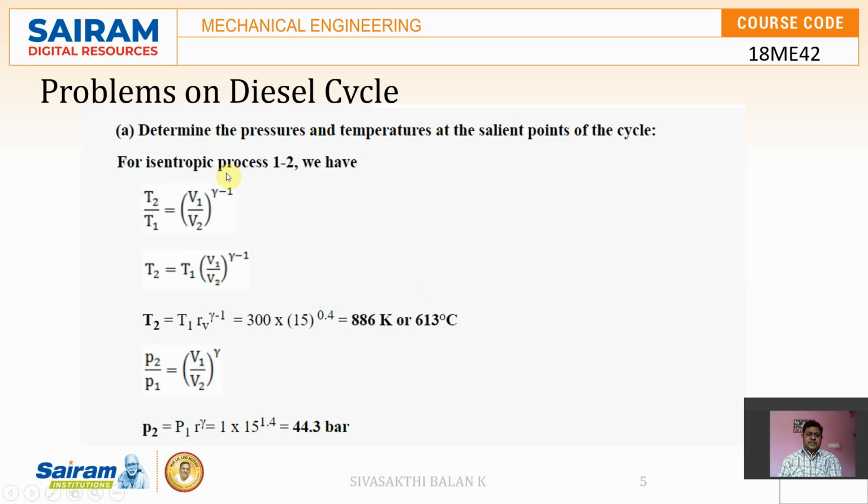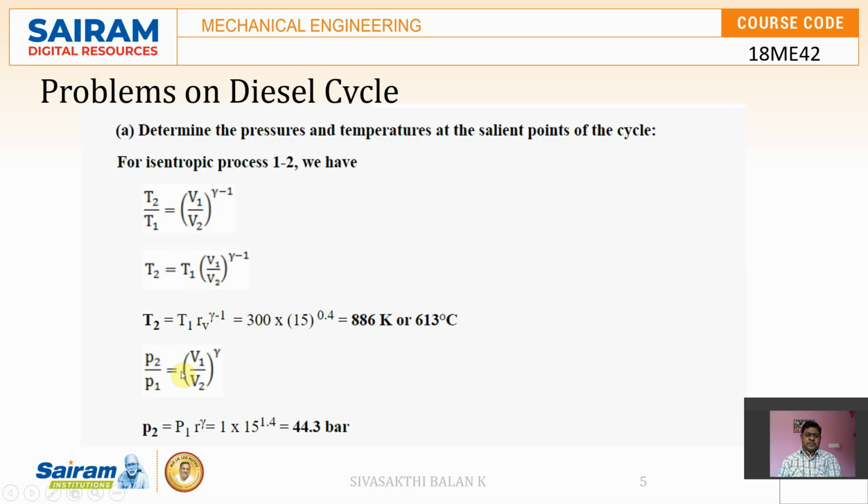To do that, let us start with the process 1 to 2, that is isentropic compression. In the isentropic compression we can take the relations TV power gamma minus 1 as well as PV power gamma. By using these two relations, we can find the temperature at the end of the compression process, because we know the temperature and the pressure at the start of the compression. So, T2 by T1 is nothing but V1 by V2 to the power gamma minus 1. Substituting all the known values, you will get the unknown T2 as 613 degrees centigrade.